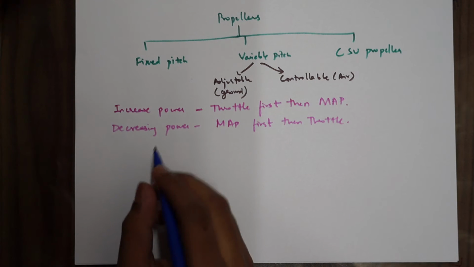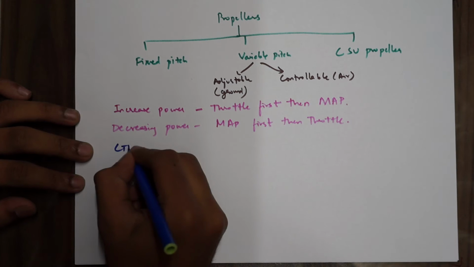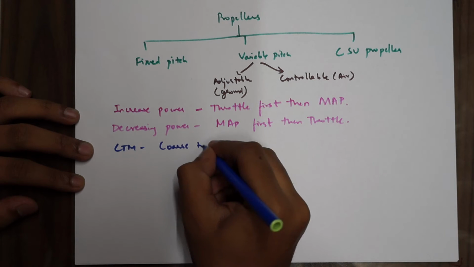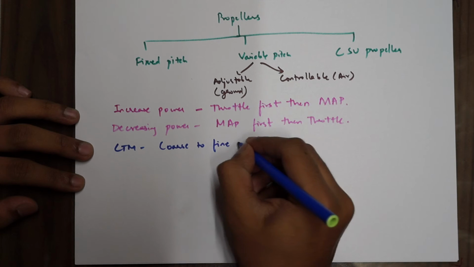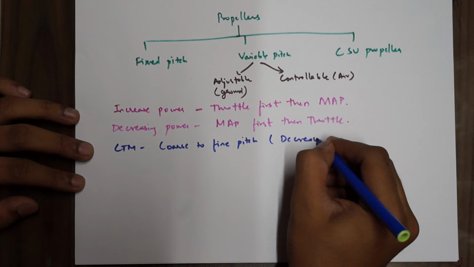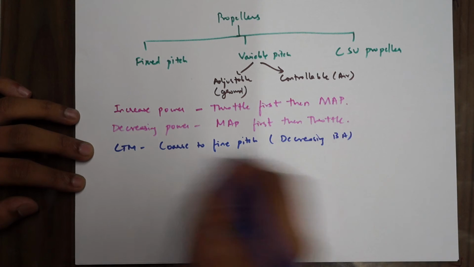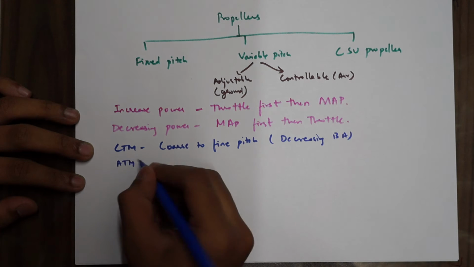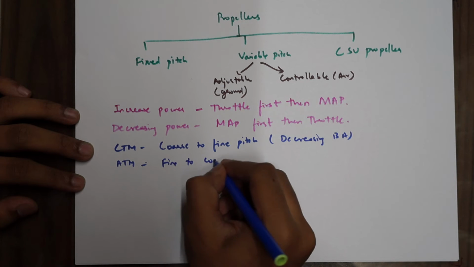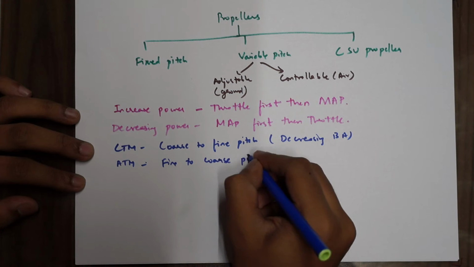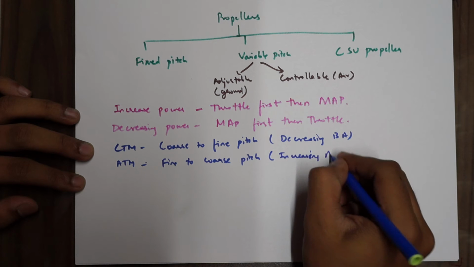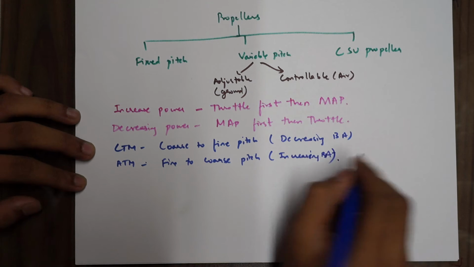Okay, now there's something called CTM. This is coarse to fine pitch. This is decreasing blade angle. And then there is ATM. This is fine to coarse pitch. This is increasing blade angle. Okay.